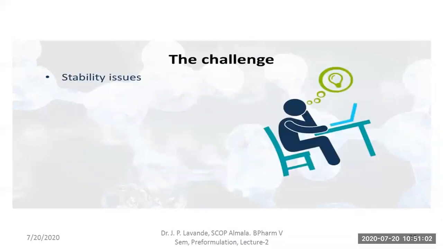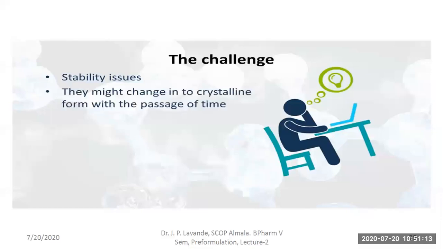Now, what are the challenges in the case of the amorphous form? The very first is the stability issues, because these are hygroscopic, so these are unstable. They might change into the crystalline form with the passage of time. This is very common in liquid formulations, like suspensions or emulsions. Upon storage, there is a formation of a thick cake. There is a formation of crystals, which is called crystallization. The amorphous forms will form aggregates, and that will lead to the formation of the crystalline form.